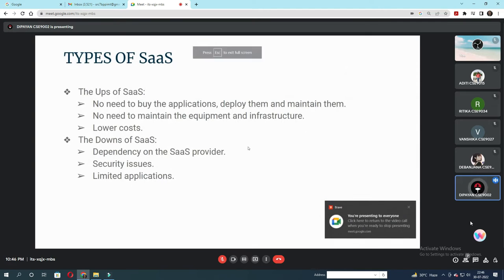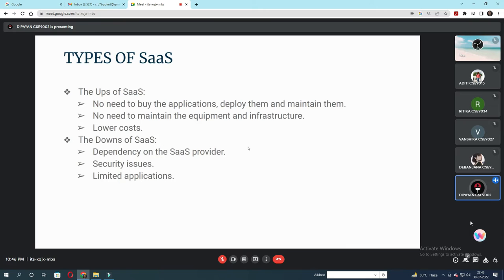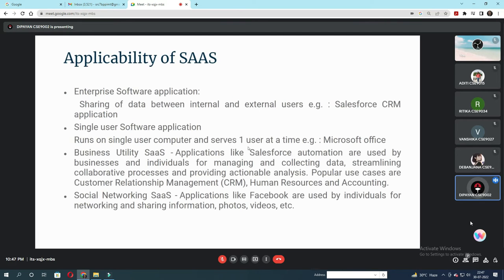So, good evening, sir. My name is Dipayan Dasgupta, and let's talk about types of SaaS and the ups and downs of SaaS. The advantage is that there is no need to buy the applications, deploy them, and maintain them. Next, no need to maintain the equipment and infrastructure, and it's low cost. The downsides of SaaS are dependency on the SaaS provider, security issues, and limited applications. Next, we have applicability of SaaS.